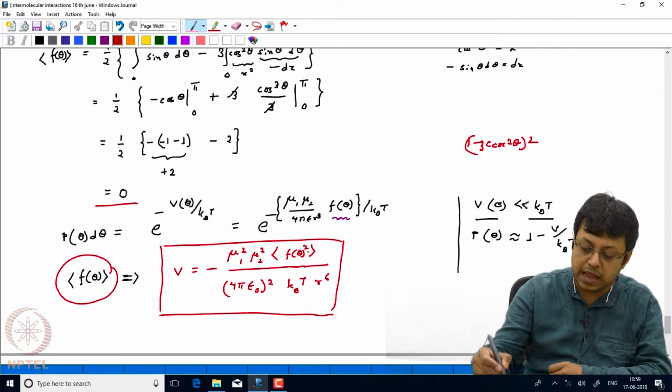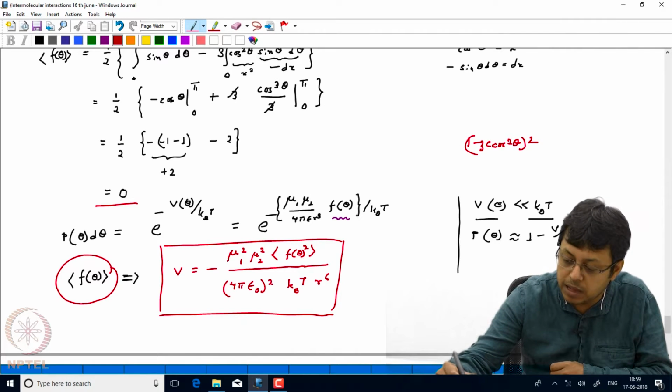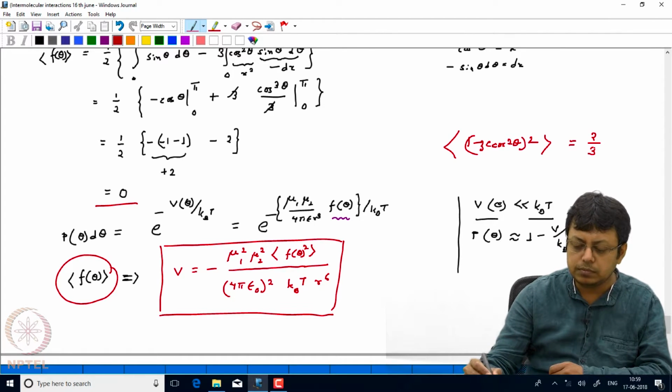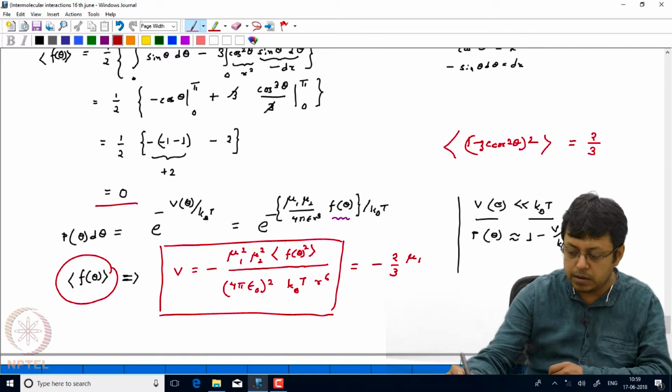Now, we can calculate the average value of that quantity. That comes out as 2/3. So, overall we can say the interaction potential will be 2/3 of minus mu 1 square mu 2 square divided by 4 pi epsilon 0 squared into kBT times r to the power 6.